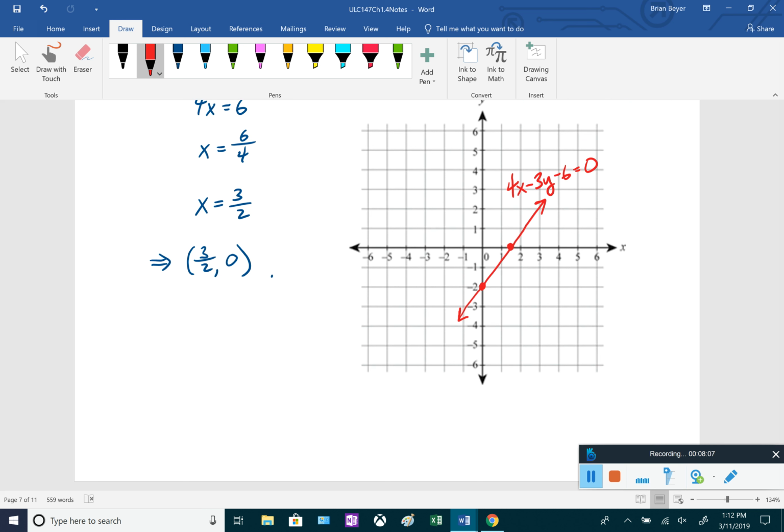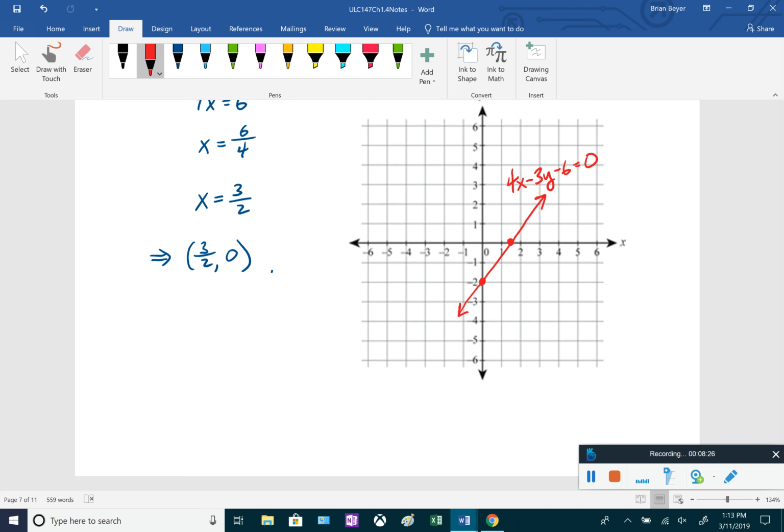Okay, so multiple ways to do these. One way, if it's not in slope-intercept form, you can put it in slope-intercept form by solving for y. You could use the x-intercept and the y-intercept by plugging in zeros. So it's a couple different ways to do it, and none of them are too bad yet. Okay, so that is it for this section.